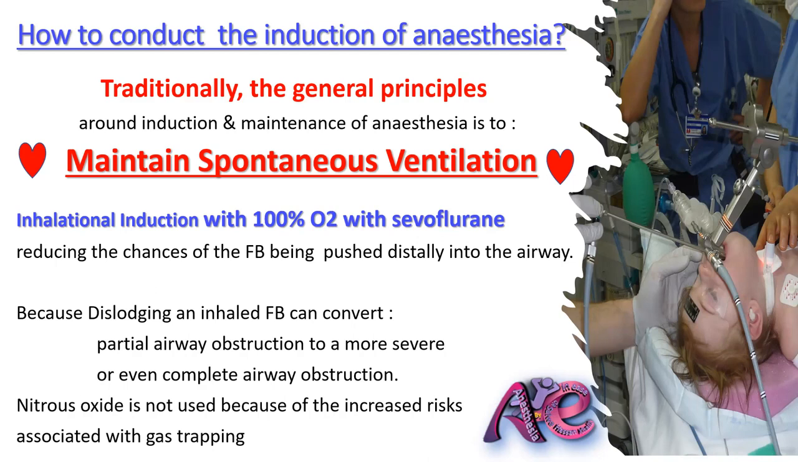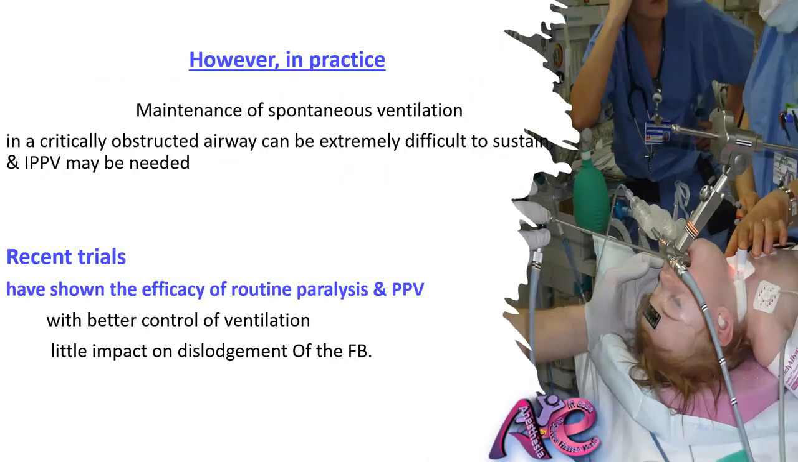Nitrous oxide is not used because of the increased risk associated with gas trapping, as we mentioned before. So it is crucial to maintain spontaneous ventilation using inhalational induction. However, in practice, maintenance of spontaneous ventilation in a critically obstructed airway can be extremely difficult to sustain, and intermittent positive pressure ventilation may be needed.